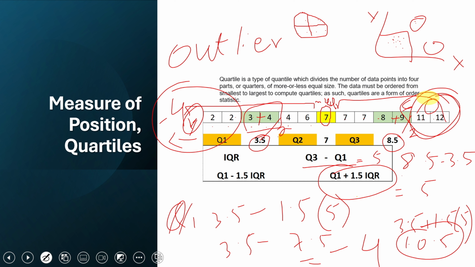I know it's a bit messy, but if you try to understand it basically, the first step is easy. If you wanted to find Q1, you will take 3 plus 4 divided by 2, and you will get Q1. Q2 is always your midpoint. Q3 is again 8 plus 9 divided by 2, 8.5. This is how you will find Q1, Q2, Q3. The formula for IQR is Q3 minus Q1. So this minus this will give you 5, in this question. The outliers formula is Q1 minus 1.5 IQR. This is how simple it is.